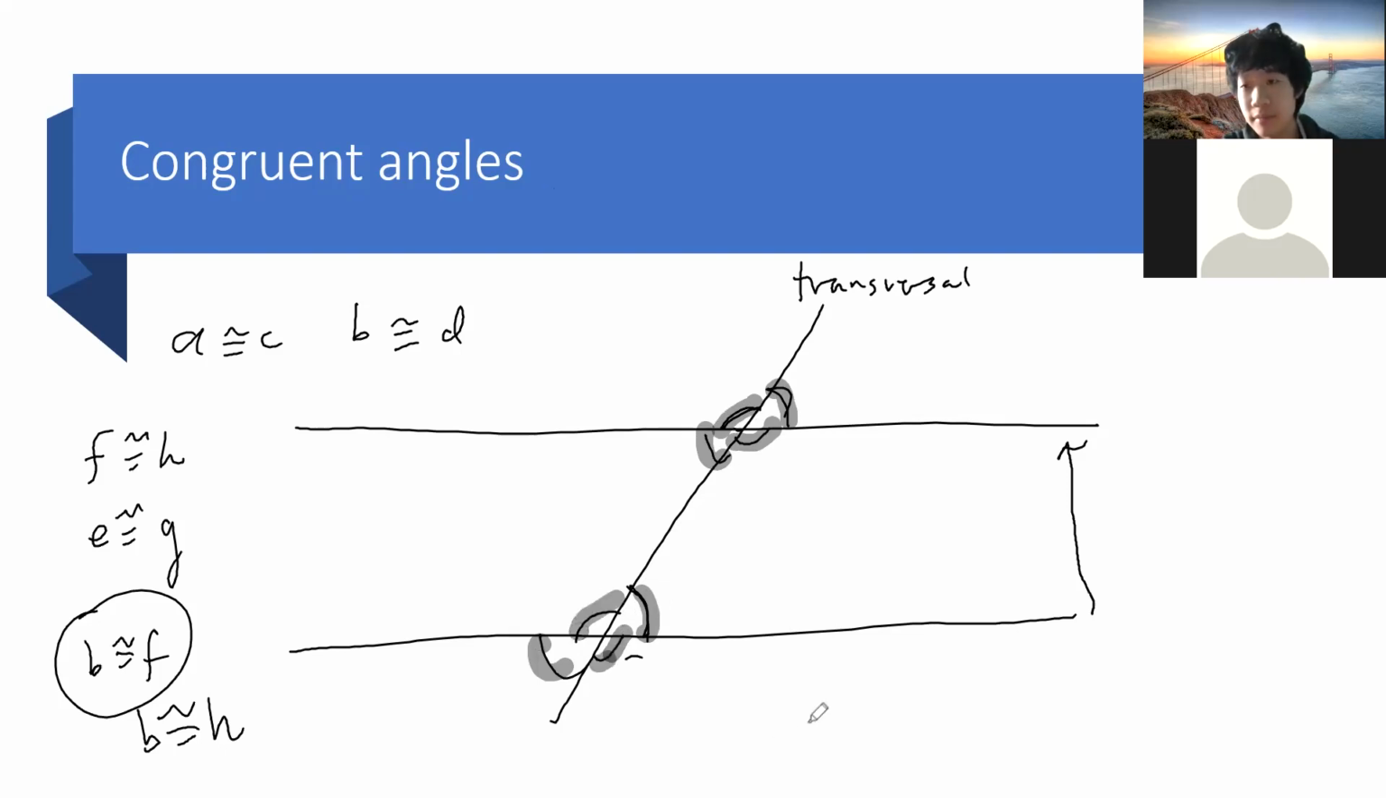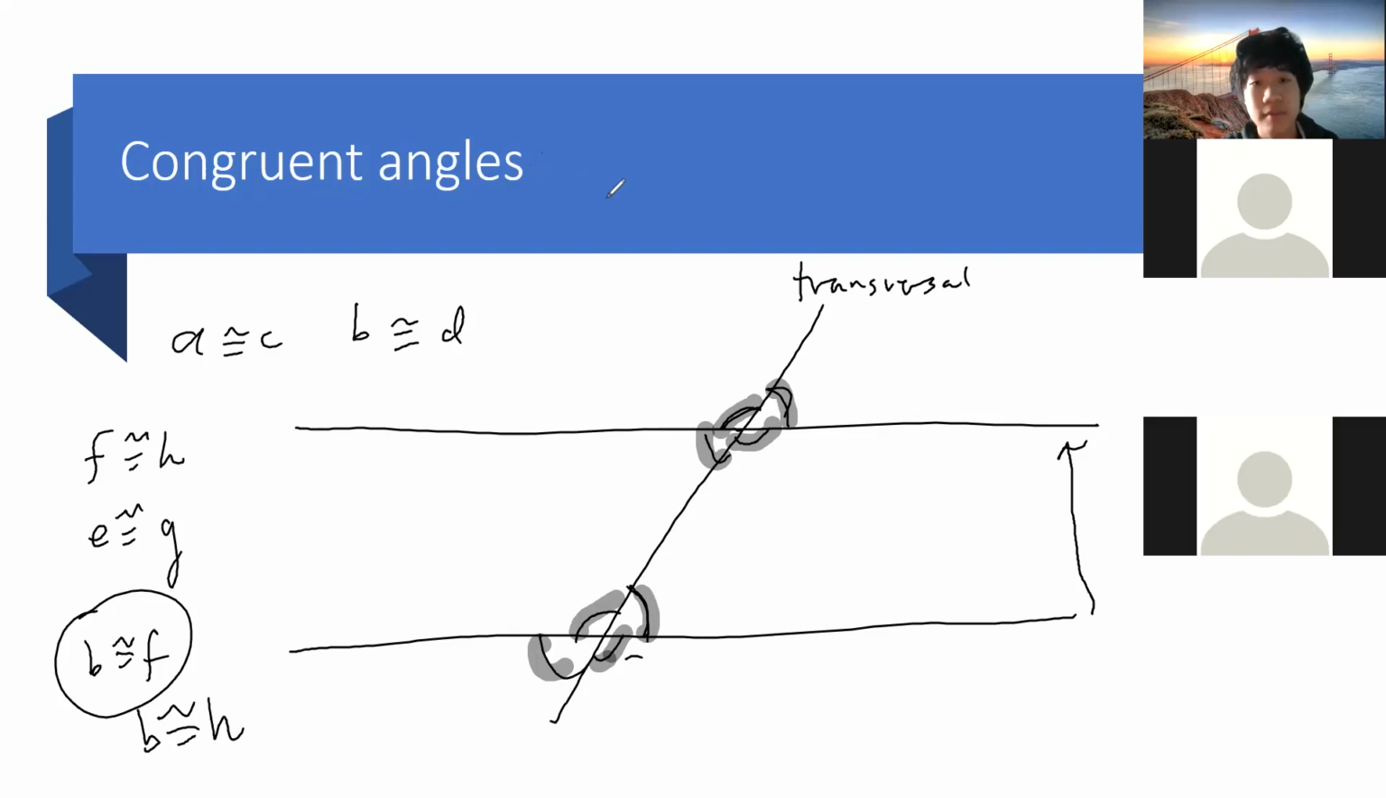That's how we can find congruent angles in parallel lines. If we have a transversal crossing through two parallel lines, we have 8 angles in total. 4 of them are going to be obtuse, congruent to each other, and the other 4 are going to be congruent to each other. Sometimes you're just going to have to look at it and infer which ones are acute, and if they are, then they're going to be congruent. Okay, any questions?